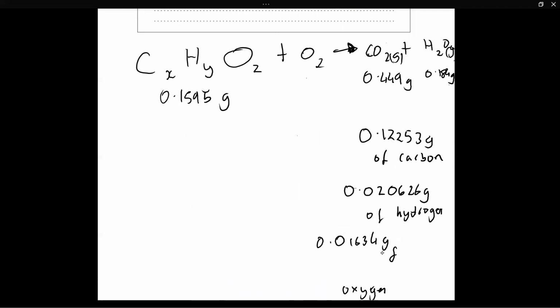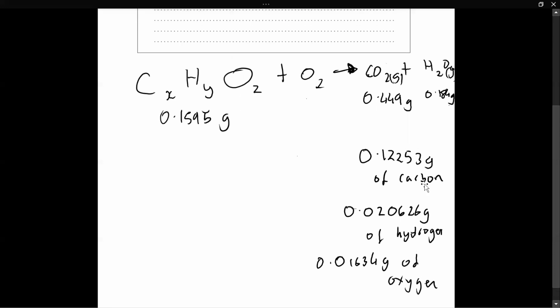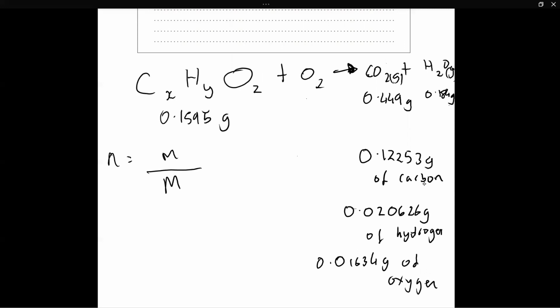Oops, sorry. I'll just erase this. Now we need to find out their number of moles. And I'm sure all of you know the formula for calculating moles. The formula for the number of moles is the mass in grams divided by the molar mass of the substance. So for carbon, the mass in grams is 0.12253, and we need to divide it by its molar mass, which is 12.01.